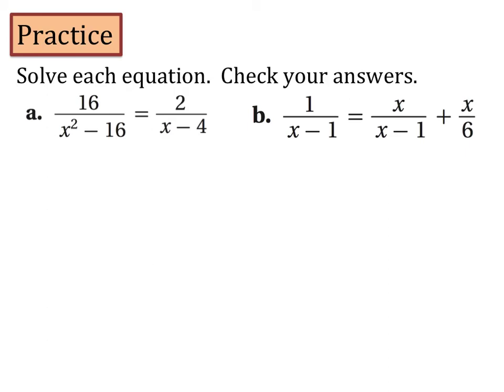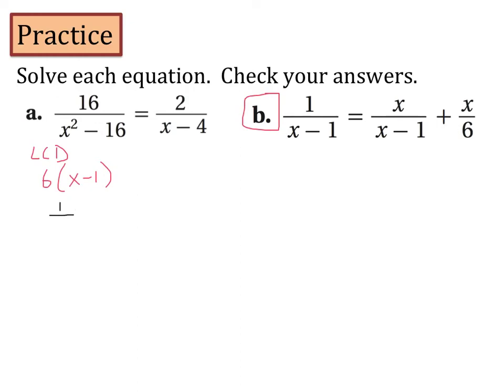Let's solve the equation and check our answers. We're going to work on example B. So for example B, first thing we want to do is find our lowest common denominator. So our lowest common denominator here is going to be 6 times x minus 1. So now that we've found that, we're going to multiply each fraction by our lowest common denominator.